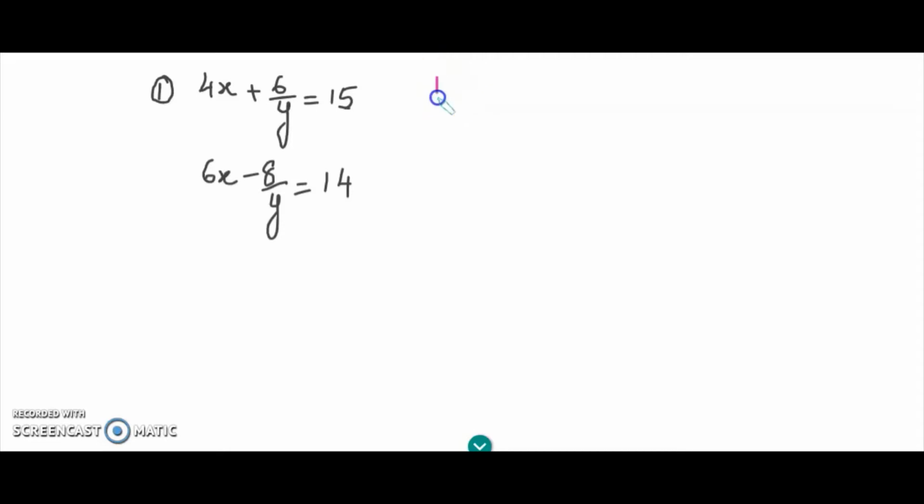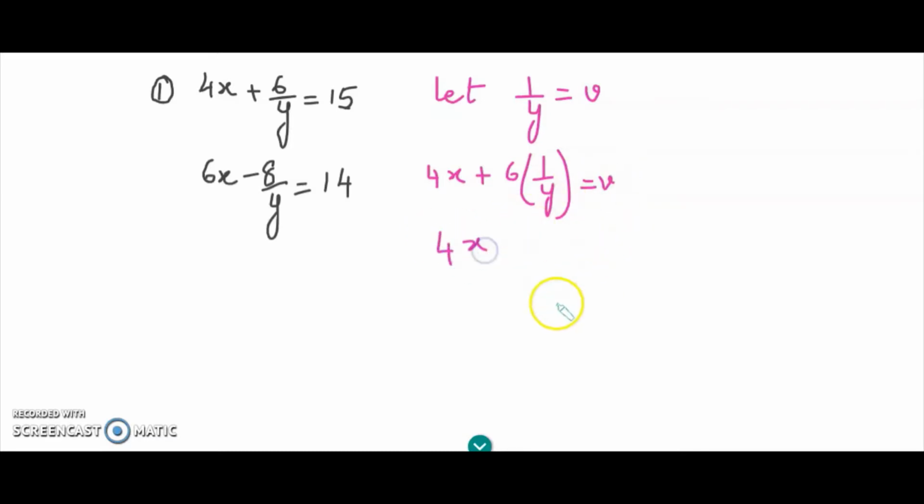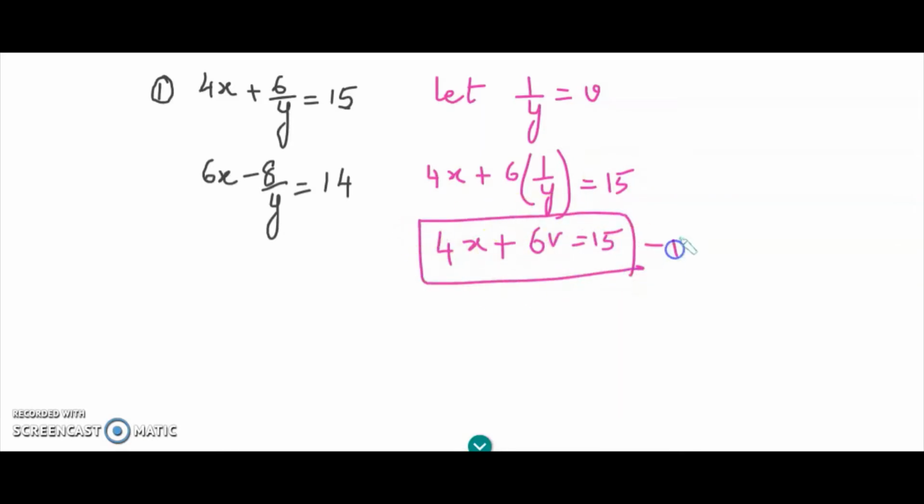To be precise, we'll suppose that 1 upon y equals b. So we are going to rewrite this equation by replacing 1 upon y with b. So that will become 4x plus 6b equals 15. That is going to be the first equation.